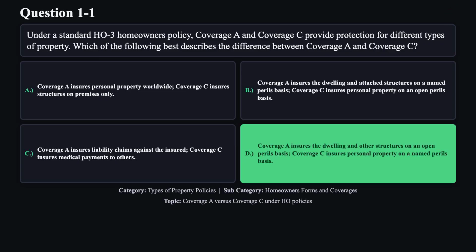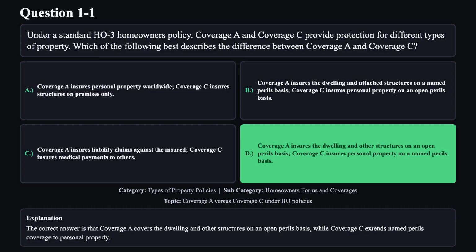The correct answer is D. The correct answer is that Coverage A covers the dwelling and other structures on an open perils basis, while Coverage C extends named perils coverage to personal property.